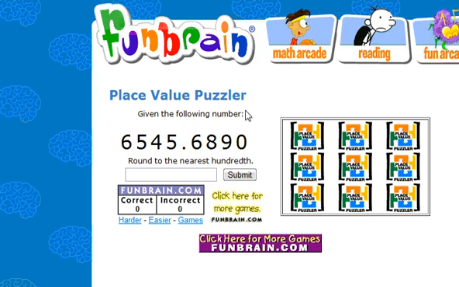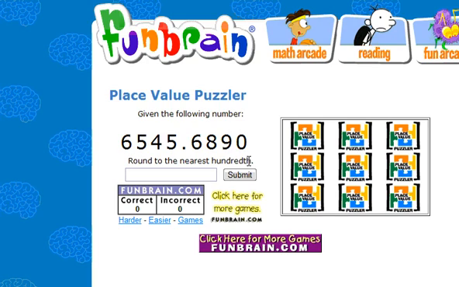The next activity is in Fun Brain called Place Value Puzzler, where we have to read what they say here and round the number to what they say. This number reads 6,545.6890. This place with the 6 is the tenths place. The 8 is in the hundredth, 9 in the thousandth, and 0 in the ten-thousandth. And then in front of the decimal point we have ones, tens, hundreds, and thousands.